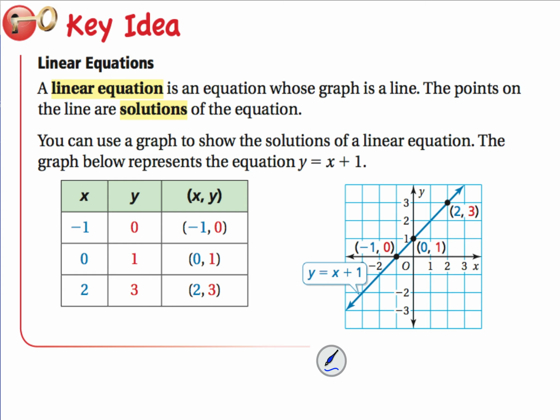The graph below represents the equation y equals x plus 1. So in every one of these points on this line, y equals x plus 1. Y is greater than x by 1. You can see negative 1 becomes 0. 0 becomes 1. 2 becomes 3. Every x you just get one more for the y. And it is represented by the picture of the solution. Remember, the graph is a picture of the solutions to the equation.